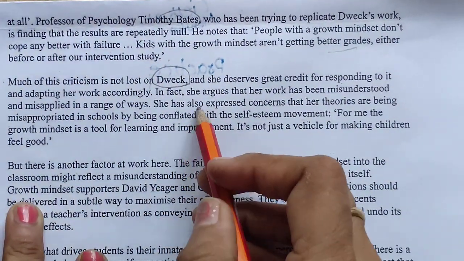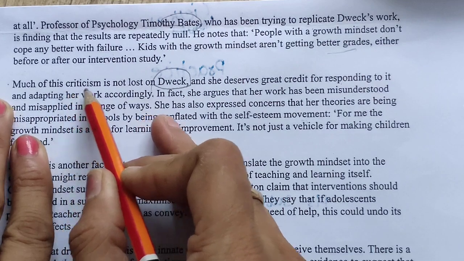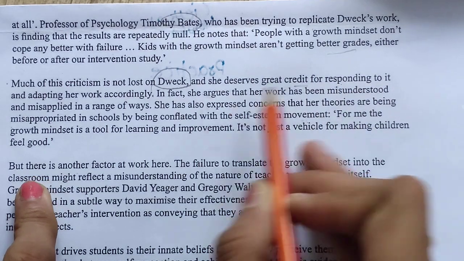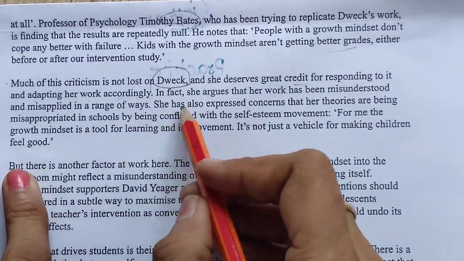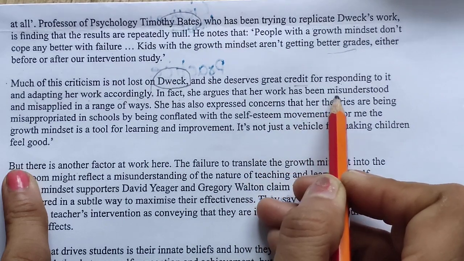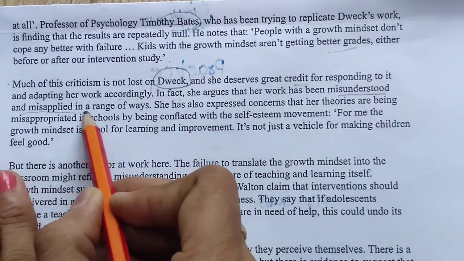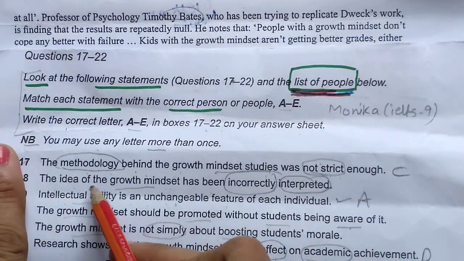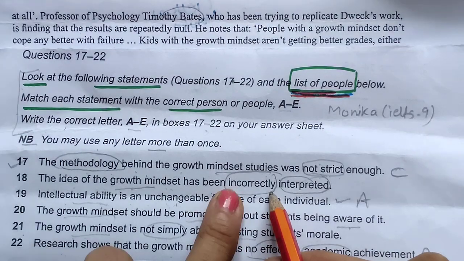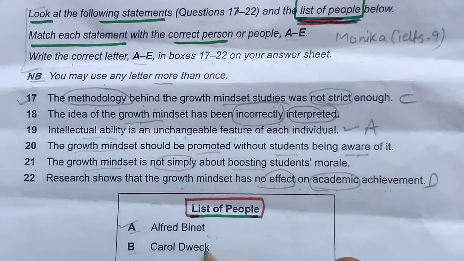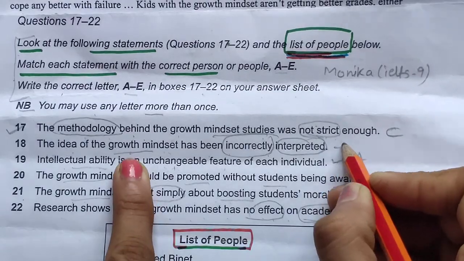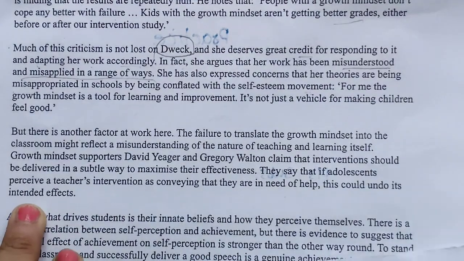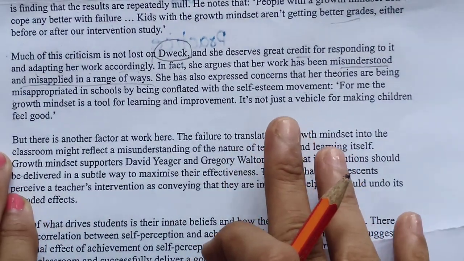So what Dweck is saying: much of this criticism is not lost on Dweck, and she deserves great credit for responding to it and adapting her work accordingly. In fact, she argues that her work has been misunderstood and misapplied in a range of ways. Yes, we have read somewhere that the idea of growth mindset has been incorrectly interpreted. So definitely we will match B with this person. Wherever the statement is clearly given, just go with that.